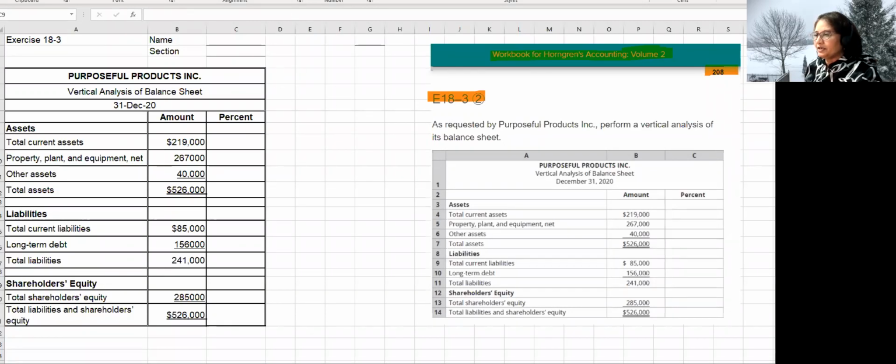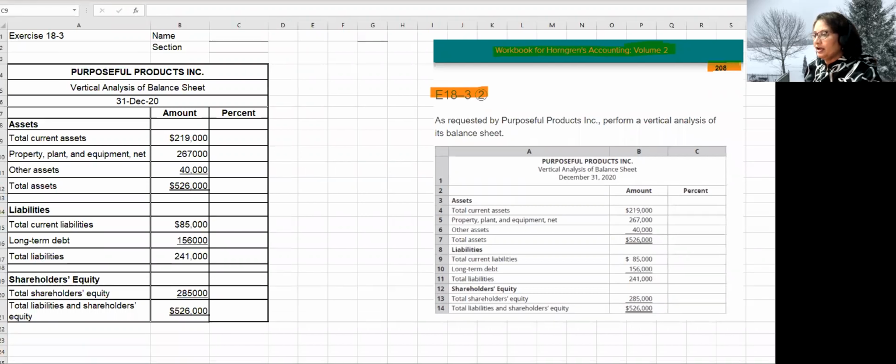In the case of the income statement, each item is compared with net sales, so it is expressed as a percentage of the net sales. Whereas in the balance sheet, each item is expressed as a percentage of the base amount. For the assets, the base amount is the total assets, whereas on the liability side, the base amount is the total liabilities and the shareholders' equities.